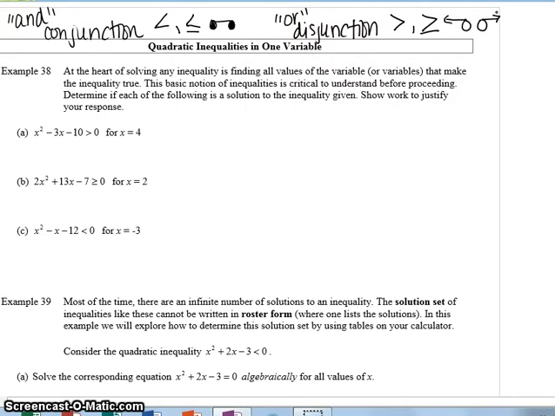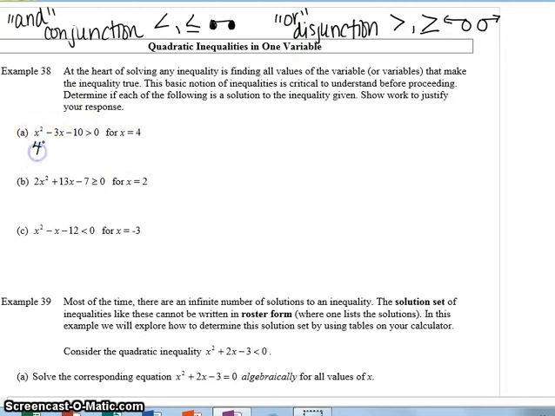It says, at the heart of solving any inequality is finding all the values of the variable that make the inequality true. The basic notion of inequalities is critical to understand before proceeding. Determine if each of the following is the solution to the inequality given. Show your work to justify a response. These are pretty easy. This is just done by substitution.